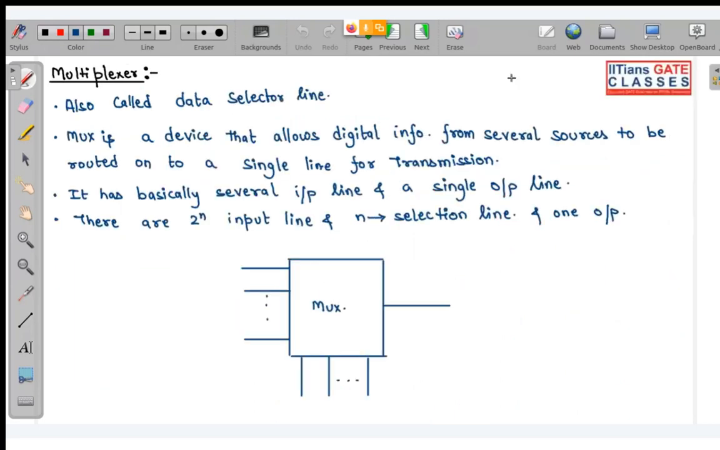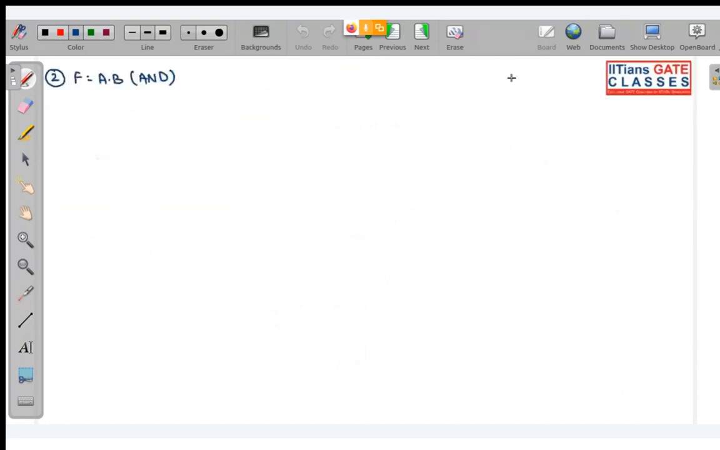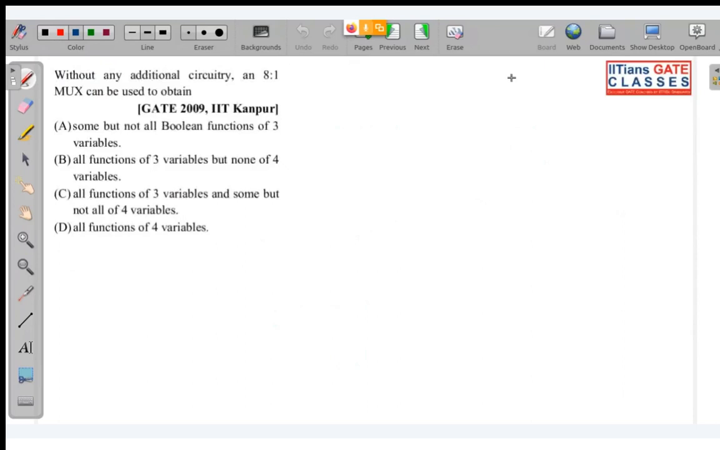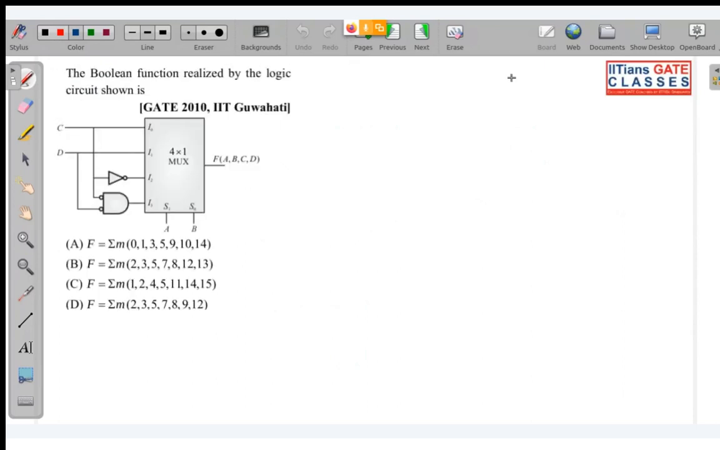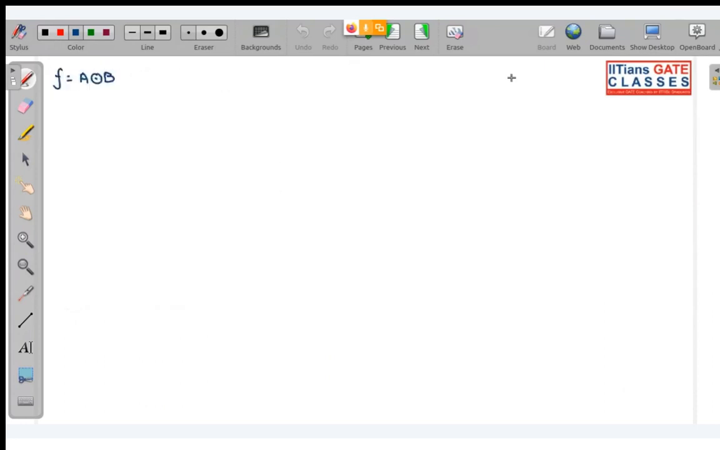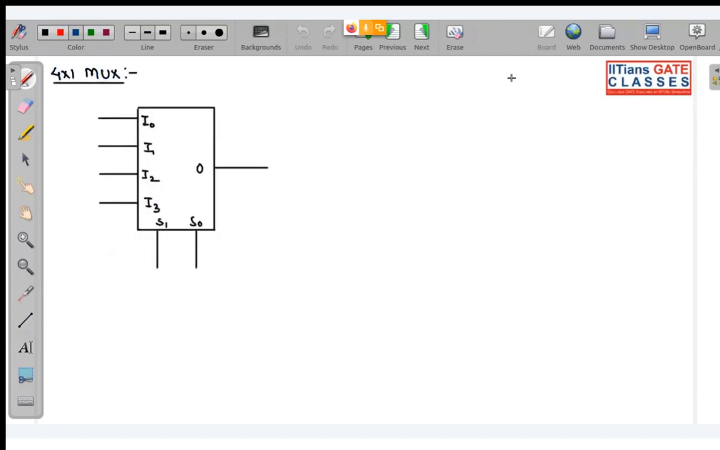We are going to see the multiplexer. We are going to cover the concept of multiplexer, and we are going to see a few questions of multiplexer also, because maximum questions have been asked from the multiplexer topic only. Okay, so let us see what is a multiplexer.